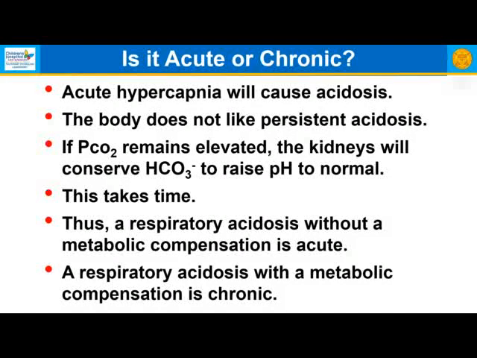So if PCO2 remains elevated, the kidneys will conserve bicarb to raise the pH to normal, but this takes time. So respiratory acidosis without a metabolic compensation is acute. Respiratory acidosis with a metabolic compensation is chronic. Now, how much time does it take? To be honest with you, I can't really find good answers to this question in the literature, but you can assume that the higher the CO2, the longer it's going to take, at least for a complete compensation to occur.